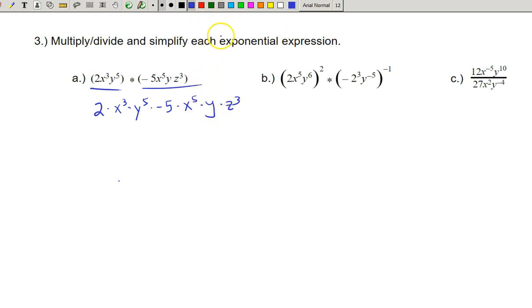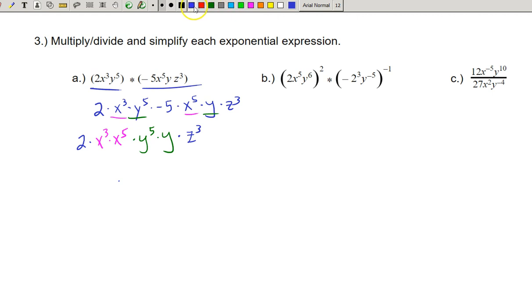And all I'm going to do here is just multiply the terms that have a common base. So if you look at the things that have a common base, we have the x's, we have y's, and that's it. So just for this first example, let me just rewrite this to make it really obvious. So I have 2 times, and I have my x's. So x cubed times x to the fifth, I'm going to multiply. And then I'm going to multiply the y's. So y to the fifth times y. And I'm also going to have my times z cubed in there.